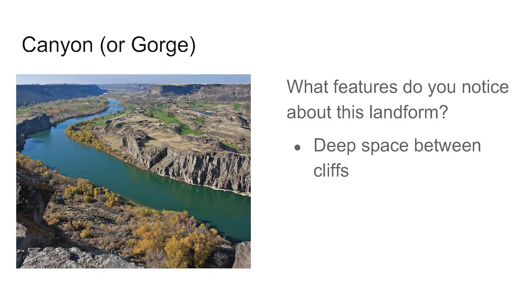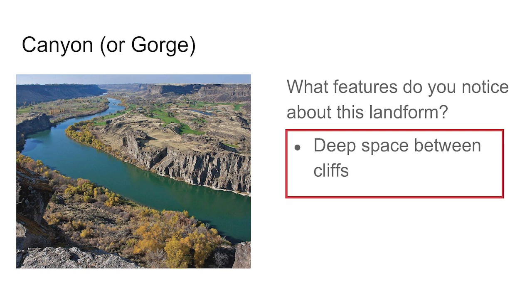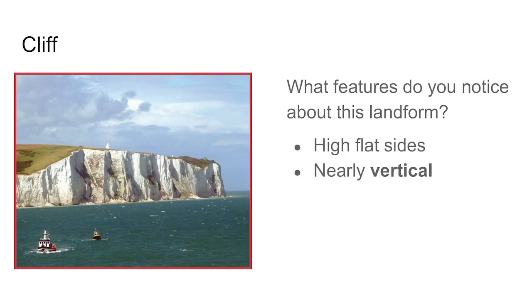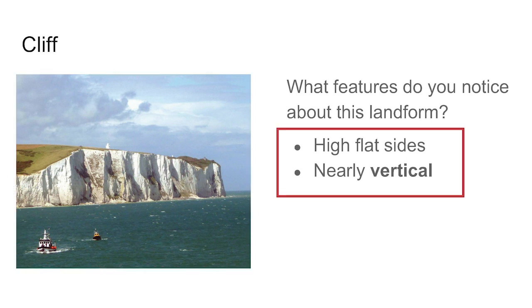So one of those landforms we can see right here, and this is called a gorge. And you'll notice that there's deep spaces between the cliffs. Another landform that we have is a cliff. And so this is a picture of a cliff. So that means in your stream table, in your pan and your sand, you're going to be building something that looks like this. So you want to notice how it has high flat sides that go nearly vertical, and then it's flat on the top.